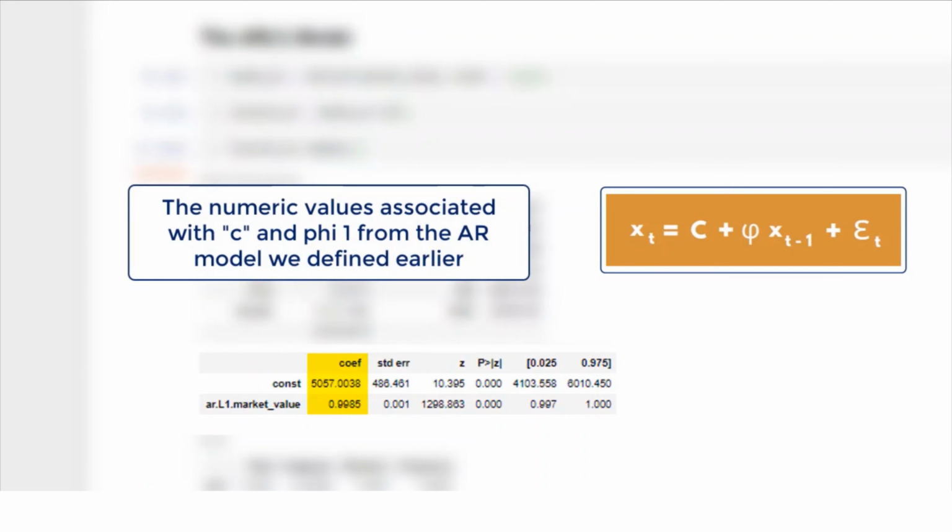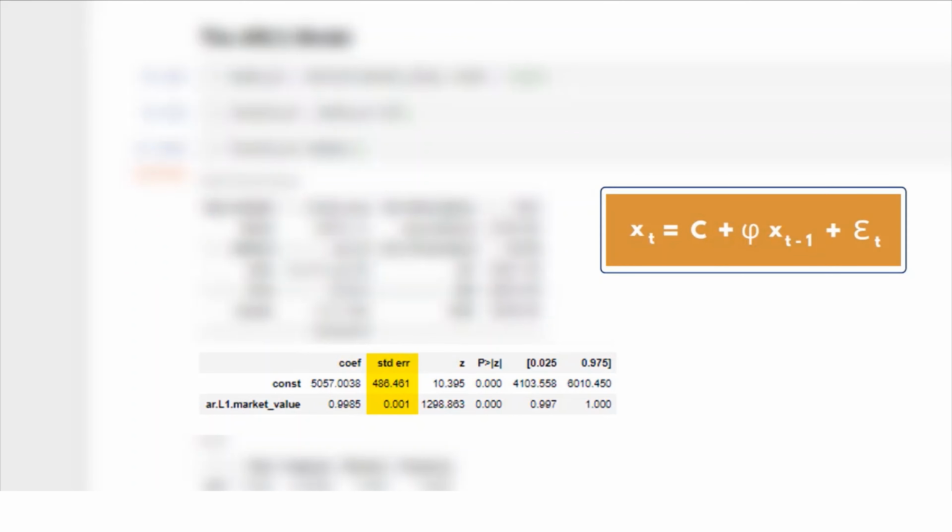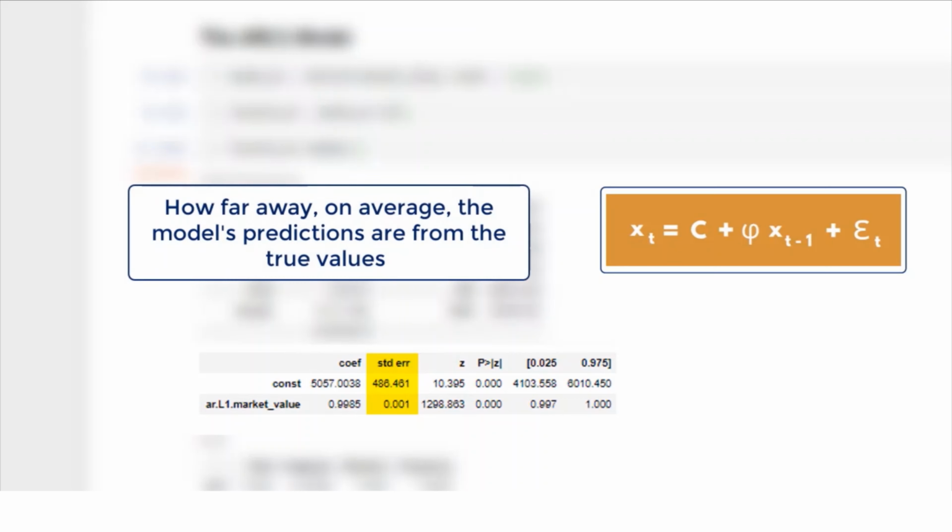Now that that's clear, let's look at the numeric values more closely and explain what each column of the table represents. As we stated a moment ago, the coefficient column represents the numeric values associated with c and phi1 from the AR model we defined earlier in the section. The next column contains the standard errors. It's a measure of how far away, on average, the model's predictions are from the true values.